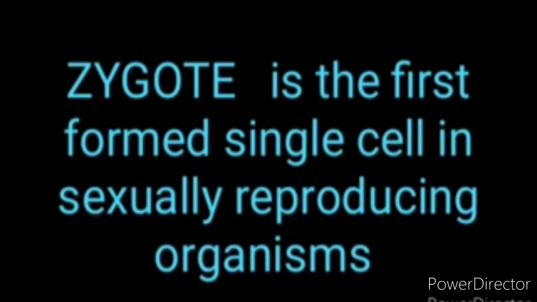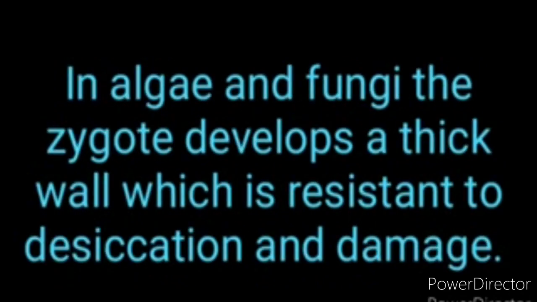Listen: external medium in external fertilization, inside the body of the organism in internal fertilization. Further development of the zygote depends on the type of life cycle of the organism and the environment in which it can survive. First, we will discuss smaller organisms like algae and fungi. In algae and fungi, the zygote develops a thick wall, which is resistant to desiccation and damage. It protects the zygote from all types of outside disturbance. It undergoes a period of rest before germination.